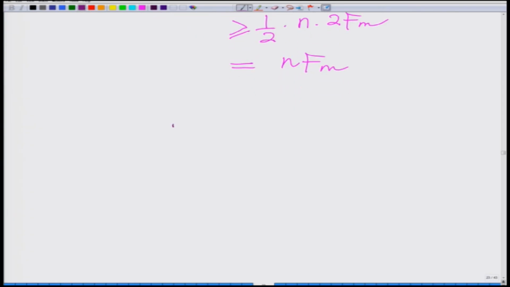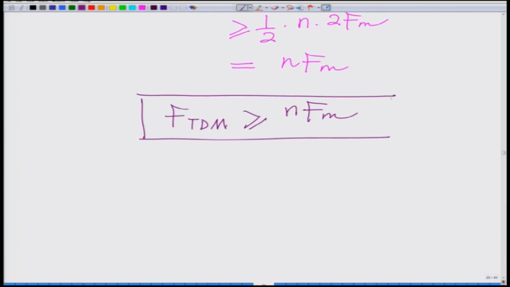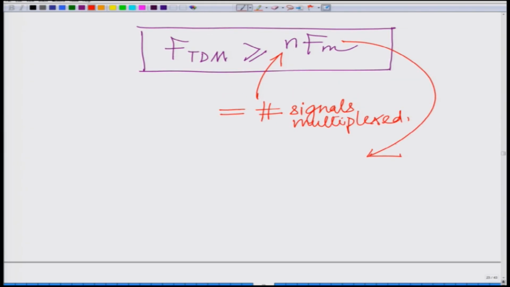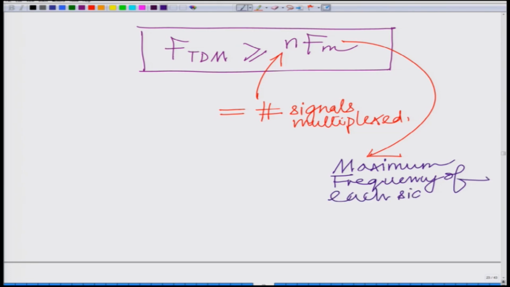Therefore, we need the bandwidth of the time division multiplexed signal to be greater than or equal to N times Fm, where N is the number of signals multiplexed, and Fm is the maximum frequency component of each signal.